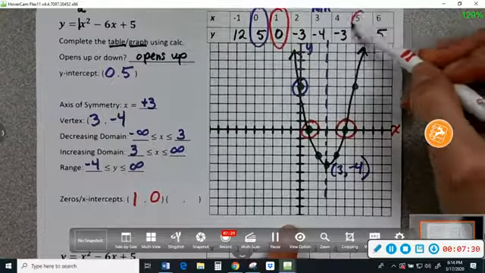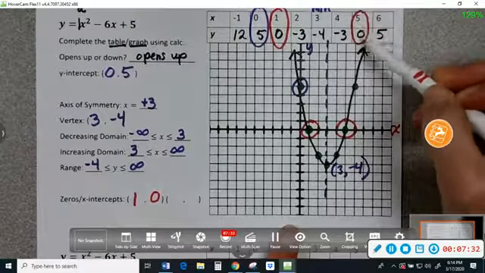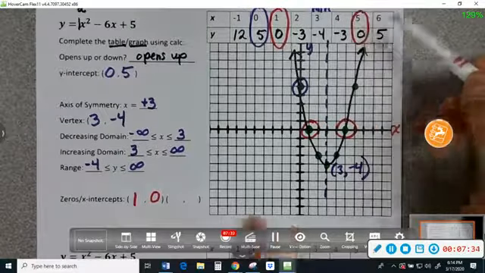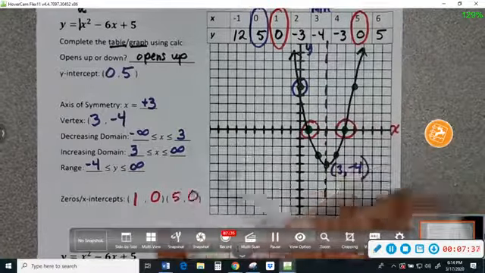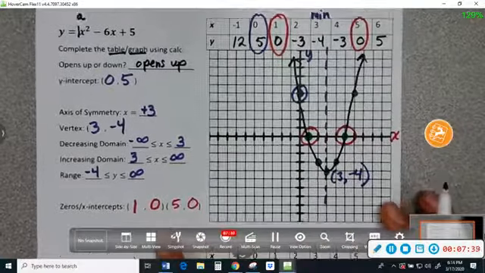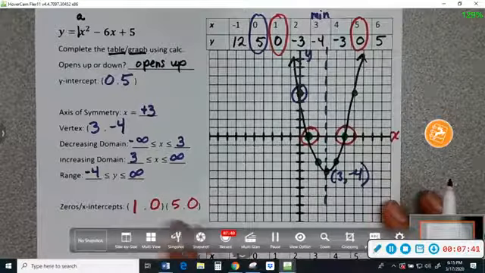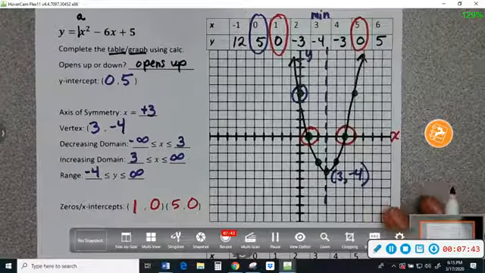And you can see that in the table as well, because that again is where the y value zeroes out, and so that is 5, 0. Okay, so these are the main features of a quadratic that you will need to be able to identify.